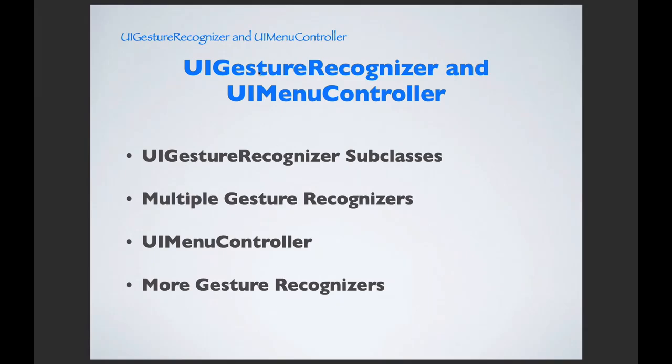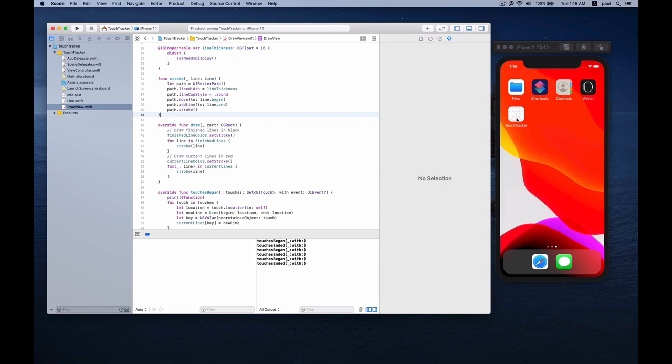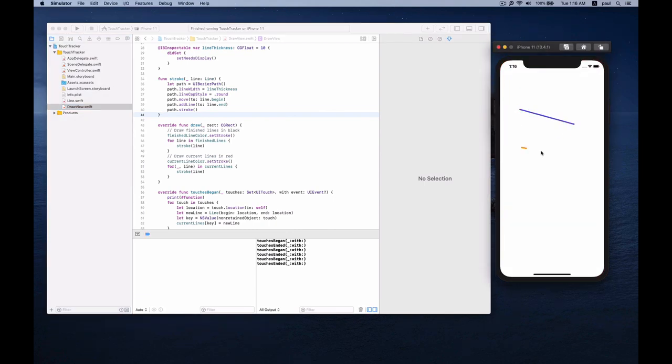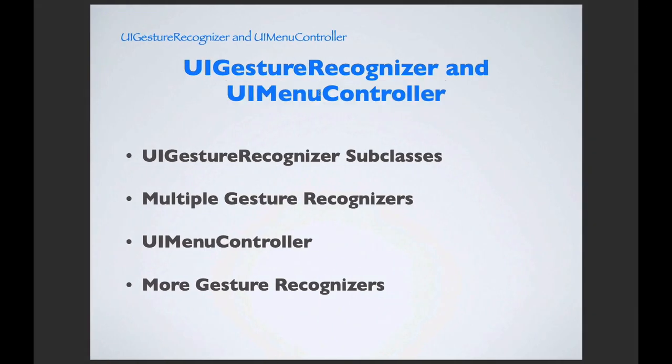UIGestureRecognizer and UIMenuController. In the last chapter, you handled raw touches by implementing methods from UIResponder. Sometimes you want to detect a specific pattern of touches that make a gesture, like a pinch or a swipe. Instead of writing code to detect common gestures yourself, you can use instances of UIGestureRecognizer.